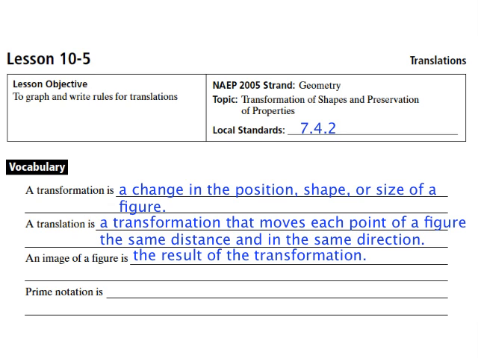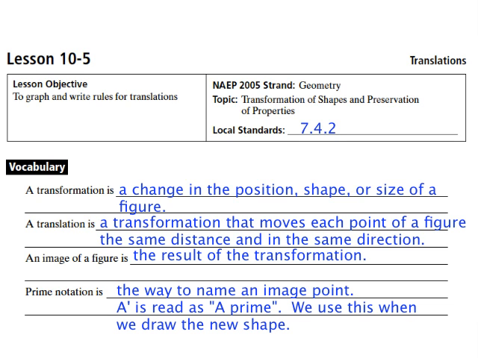An image of a figure is the result of the transformation. Prime notation is the way to name an image point. A with an apostrophe is read as A prime. We use this when we draw the new shape. Pause the video if you need more time to copy down any of these definitions.